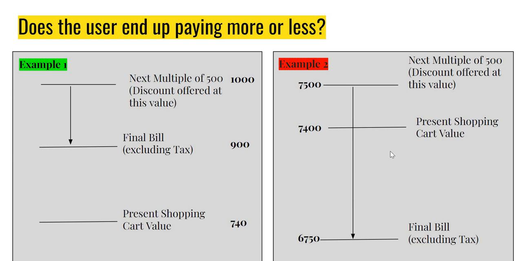On the other hand, in the other example, we have started at 7,400. We go up a little bit to 7,500, but we offer 750 rupees as a discount, which means that if the user were to take this offer, then the shop is really getting less money. The question is, can we somehow ensure that we are always in the first situation, no matter what the present shopping cart value is? In fact, that is the enhancement we'll talk about in this video.